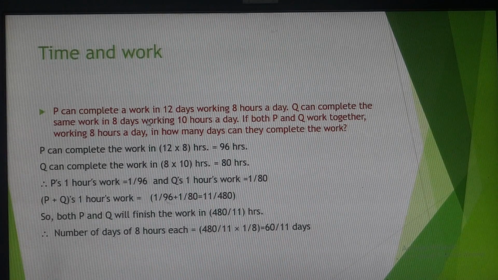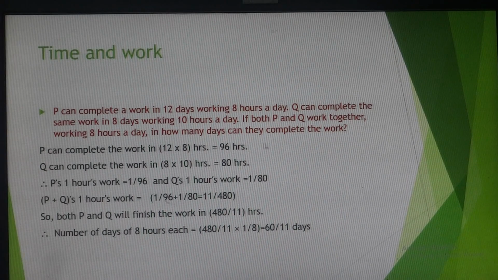P can complete a work in 12 days working 8 hours a day. Q can complete the same work in 8 days working 10 hours a day. If P and Q work together working 8 hours a day, in how many days will they complete the work?